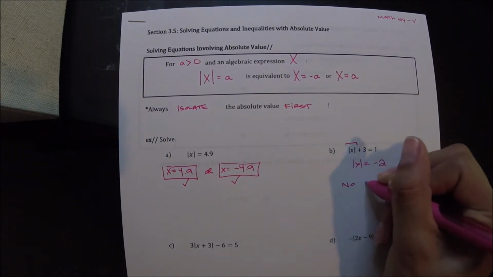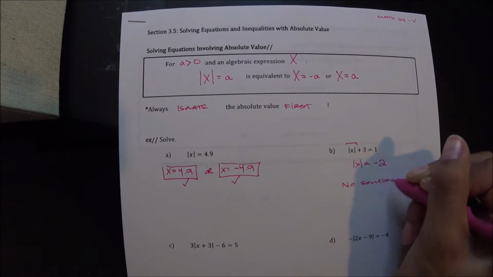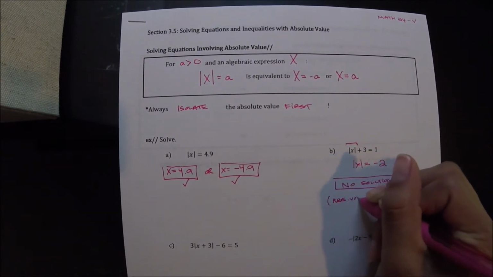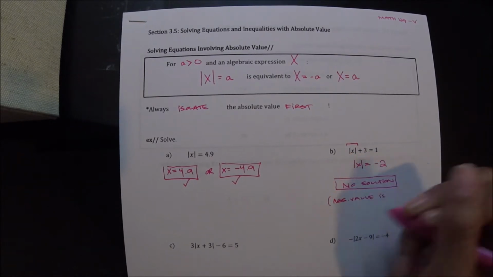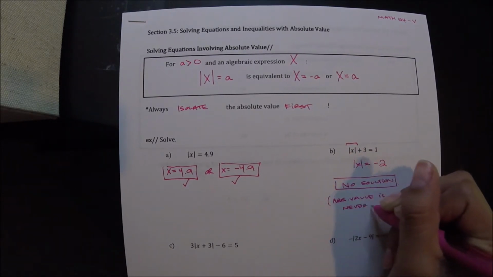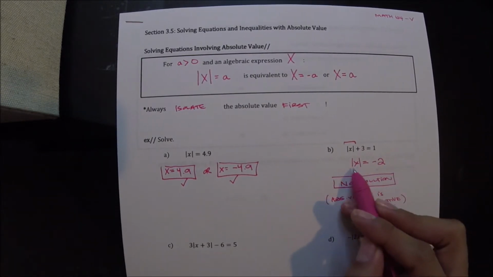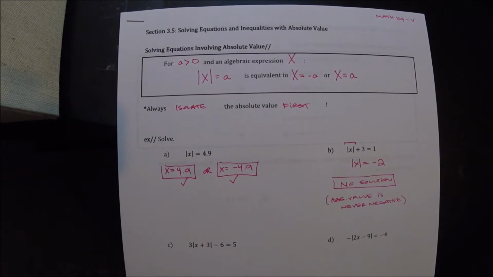So we'd write no solution, because absolute value is never negative. So there's no number that you could plug in for x and make this equation true.